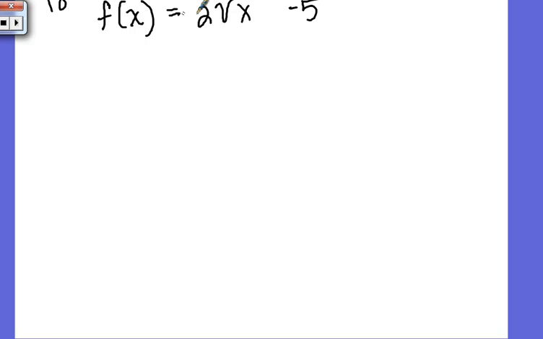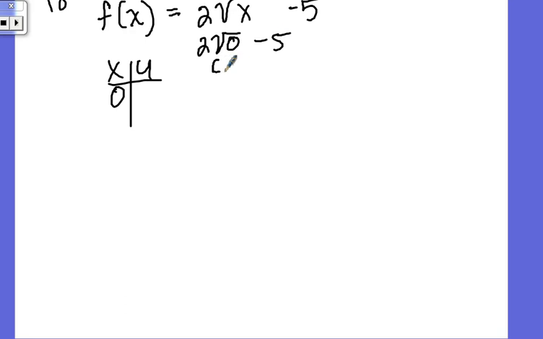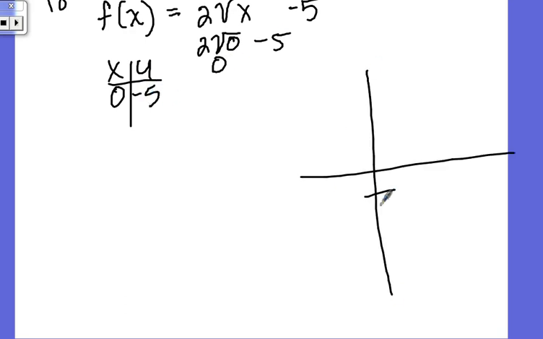Okay, so just things to remember. This is a radical equation. Remember that you cannot have anything less than 0 in your square root, and that what you want in your square root is to be a perfect square. So 0 can go in there, but we can't have negative. So if I plug in a 0 there, 2 times square root of 0 minus 5, that's 0 minus 5, negative 5. So on your graph, 0, negative 5. That's going to be your very first point.